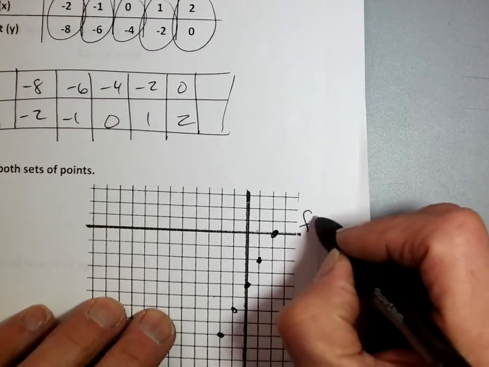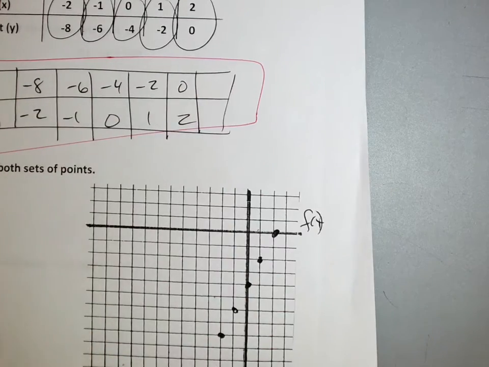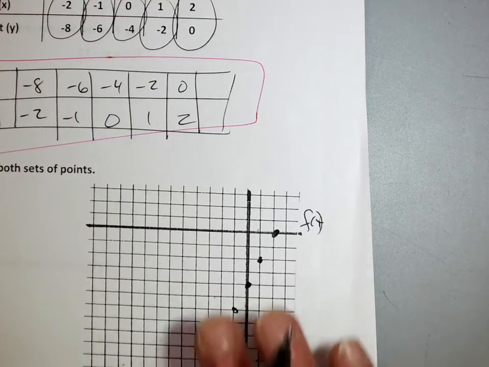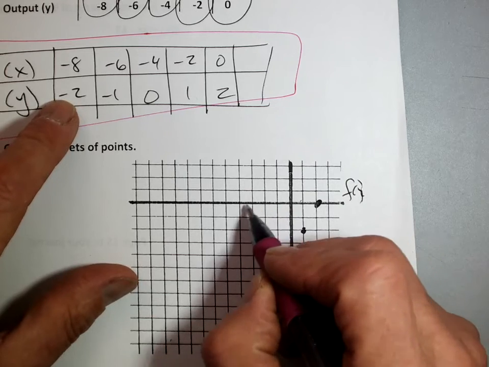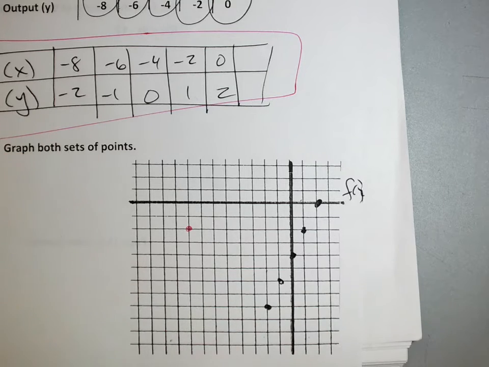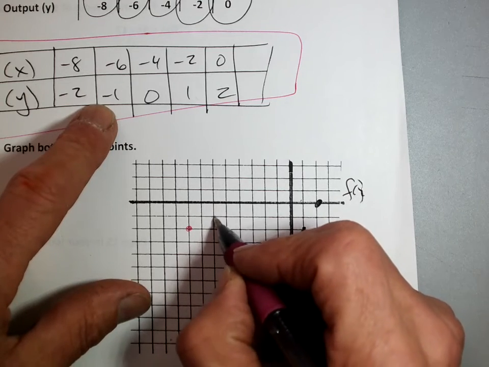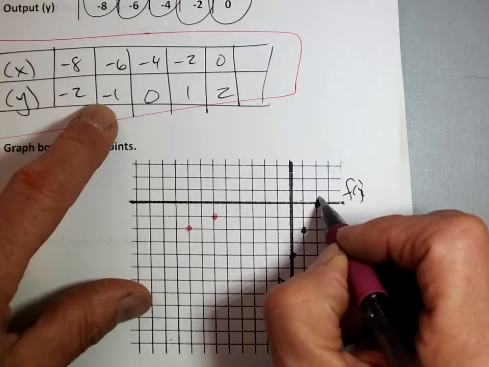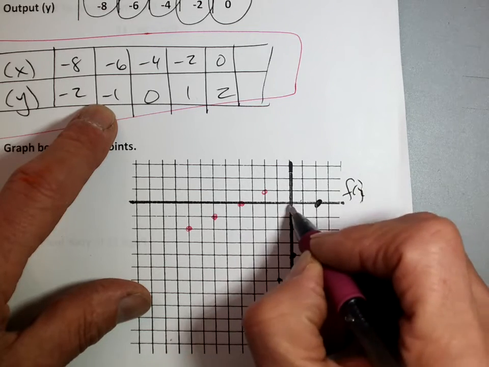Let's just call that f of x. Okay. There's my first one. And I'm going to graph my inverse in pink. And it's going to be -8, then 1, 2, 3, 4, 5, 6, 7, 8, -2. Am I going too fast? Am I okay? All right. I'm going to graph -6, -1, -4, 0, -2, 1, and 0, 2.